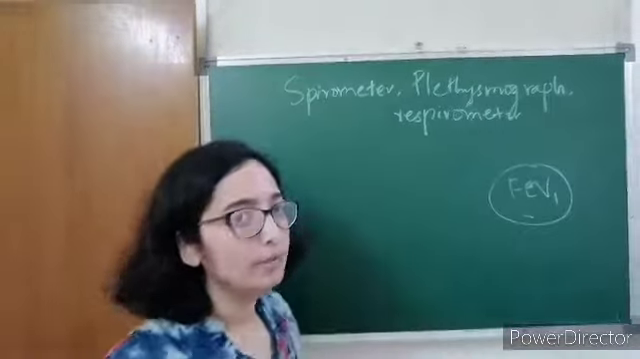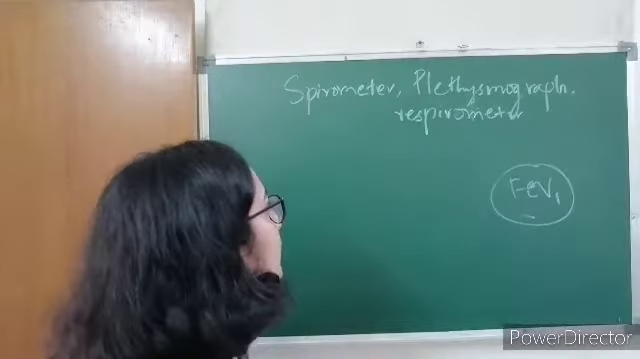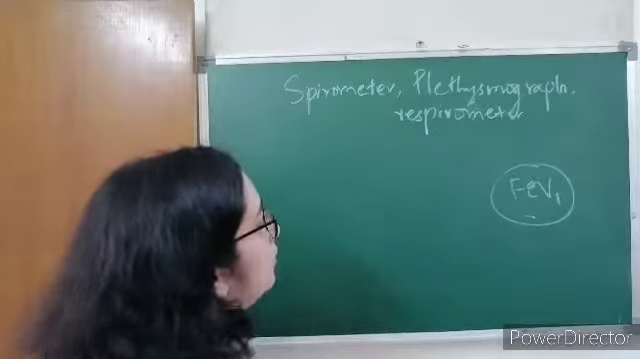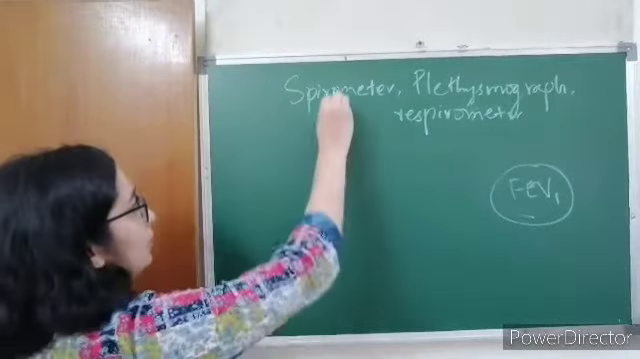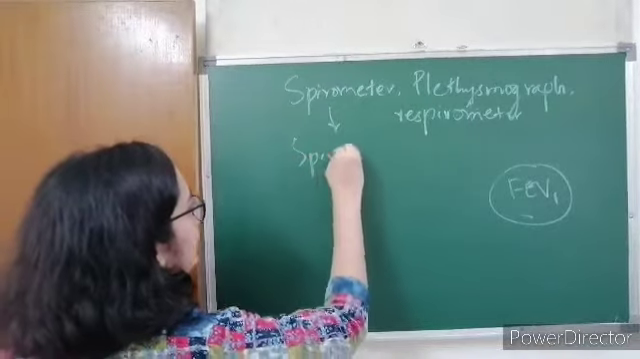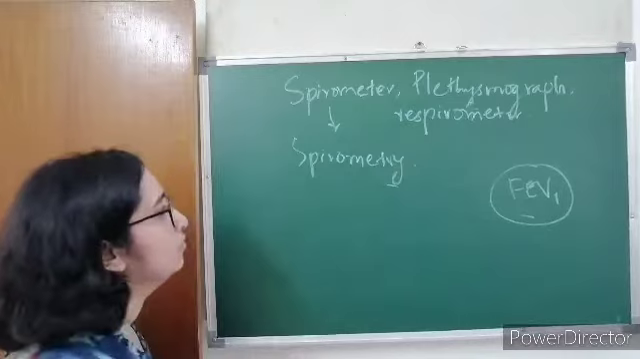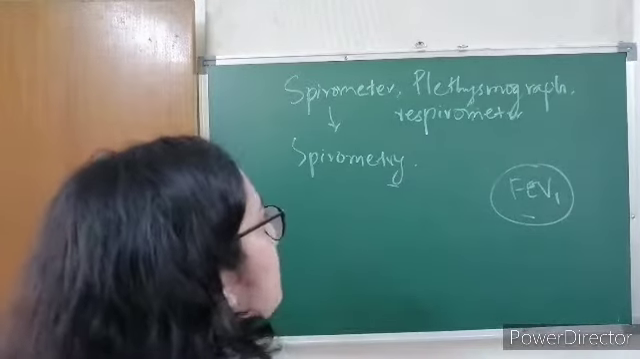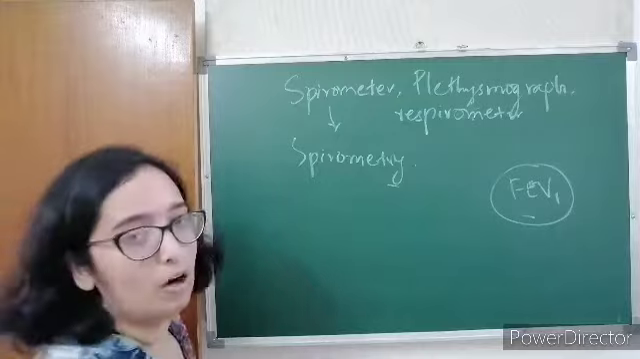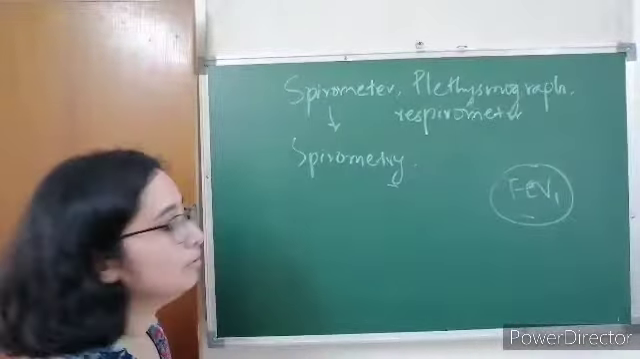So now we will see what are the instruments which measure the pulmonary function test. They are spirometer, plethysmograph, and the respirometer. So what does the spirometer do? The technique is known as spirometry, and the instrument is the spirometer, and the output which we get is in the form of graphs.